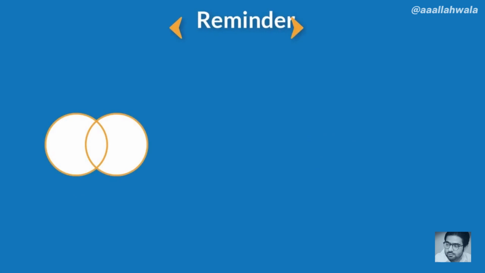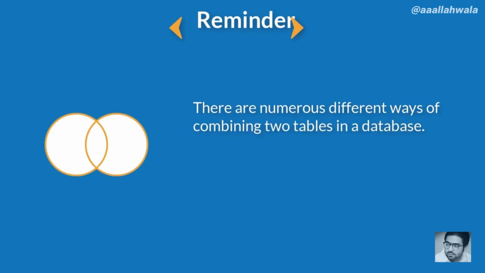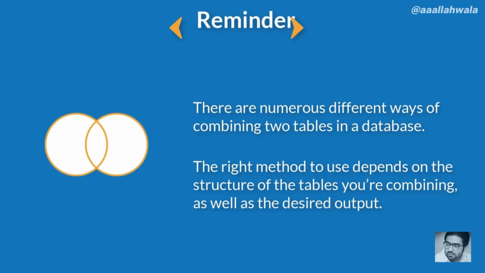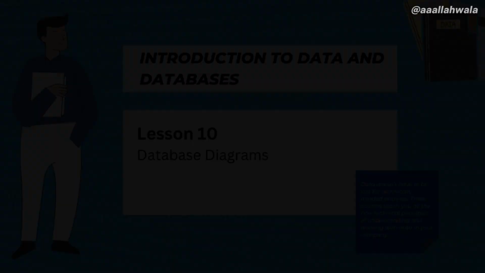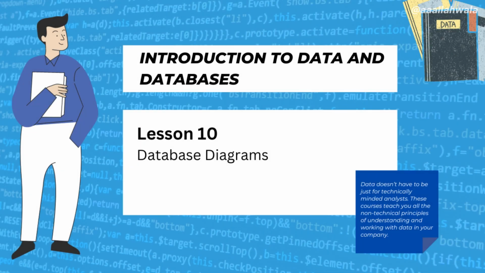We've now learned how to join database tables together. As we've seen, there are numerous different ways of combining two tables in a database. The right method to use depends on the structure of the two tables you're combining, as well as the desired output. In the next and final lesson of this course, we'll learn how to create and understand diagrams of your database.